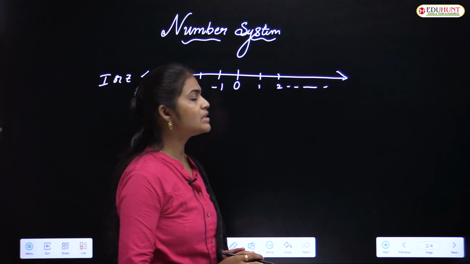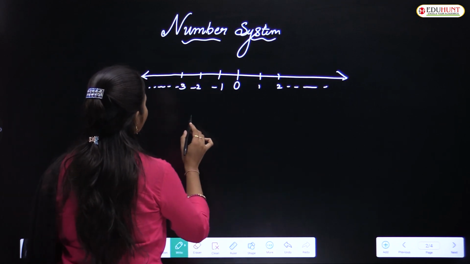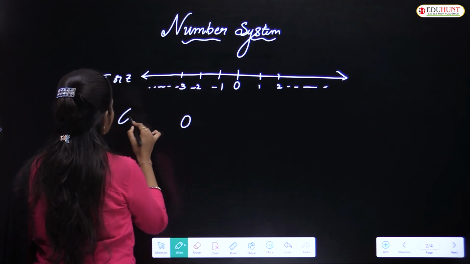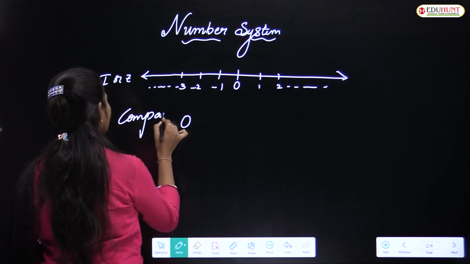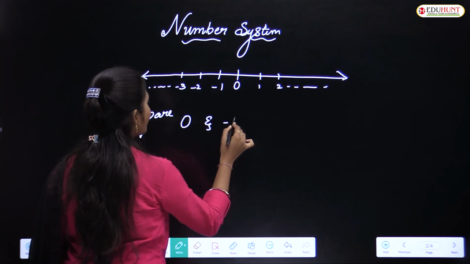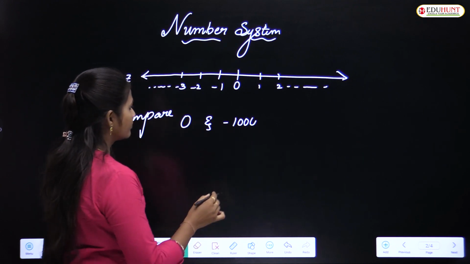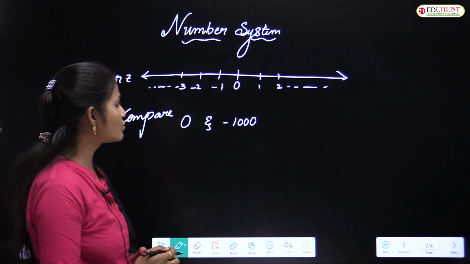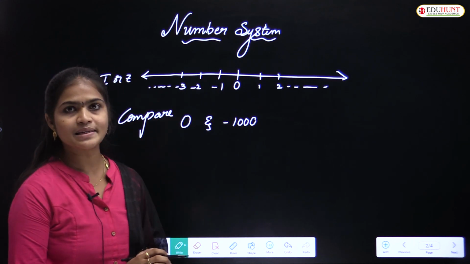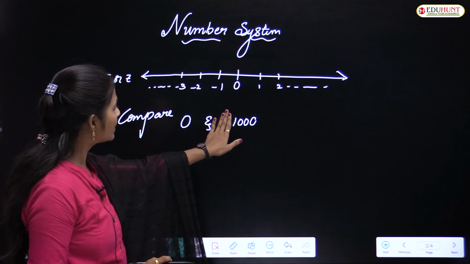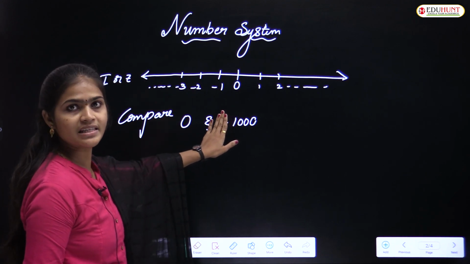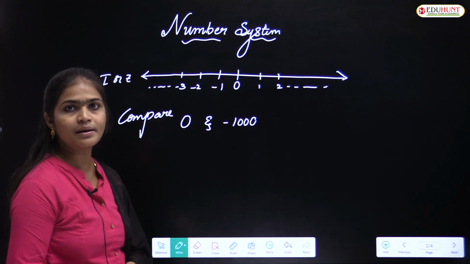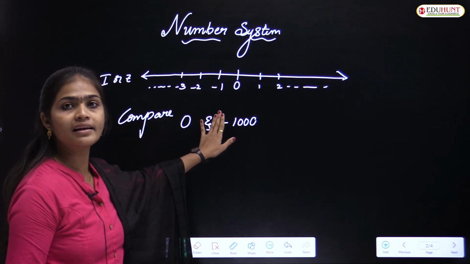Once again, comparison. Here I am going to give 0 and -1000. Compare 0 and minus 1000. We just have to compare those two. Without the symbol, if the symbol is not given, then easily we can say that 1000 is greater than 0, and 0 is smaller than 1000.